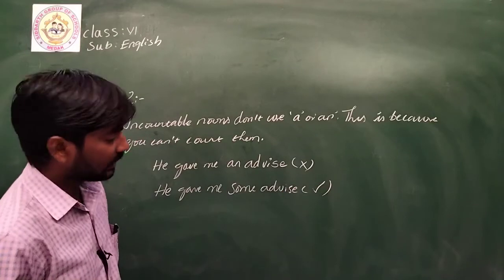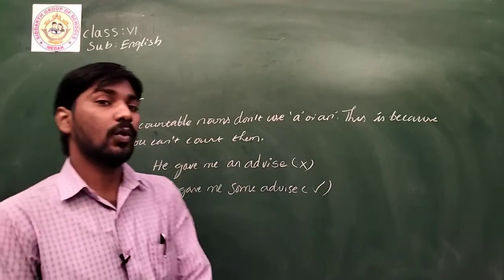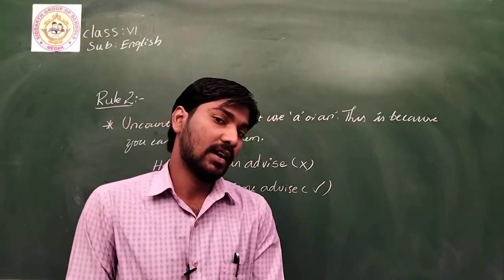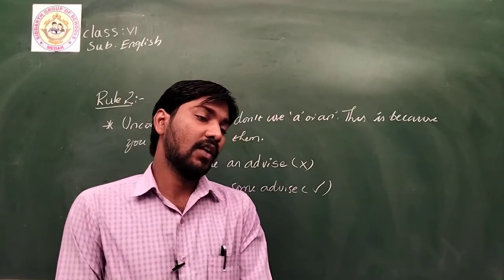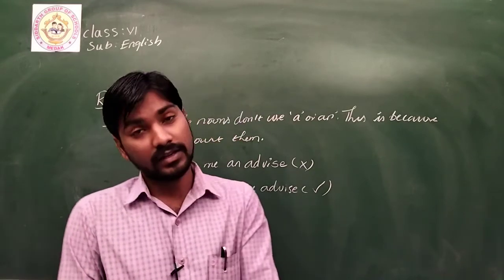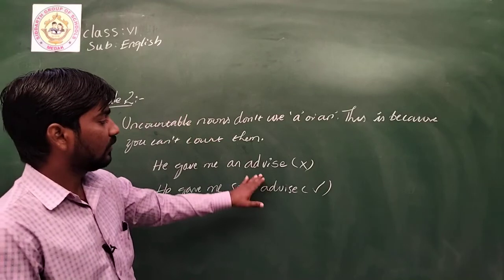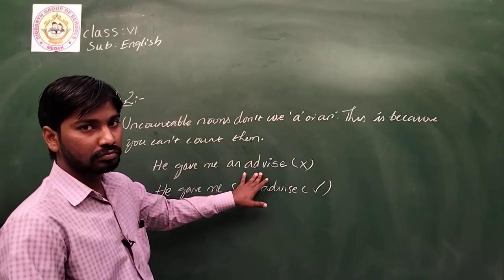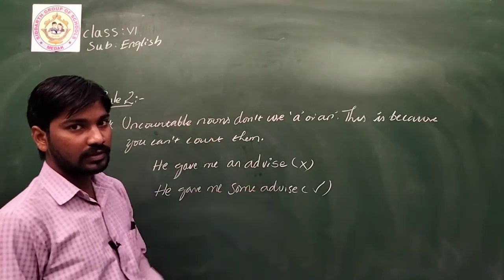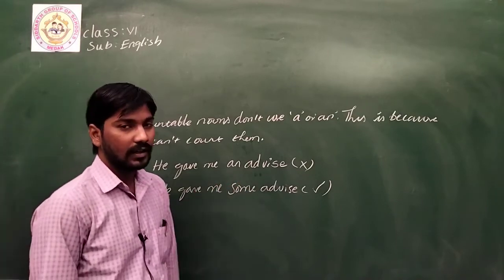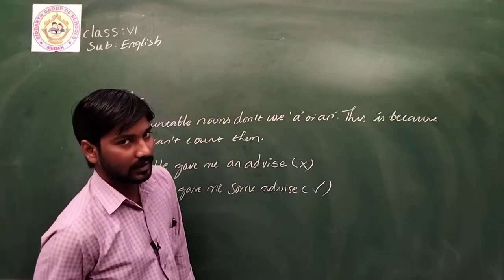So, look at this example. He gave me an advice. He gave me an advice. He gave me some advice. So, an advice. Will you count advice? Uncountable noun, especially abstract noun, we can't count it. So, that is the answer.